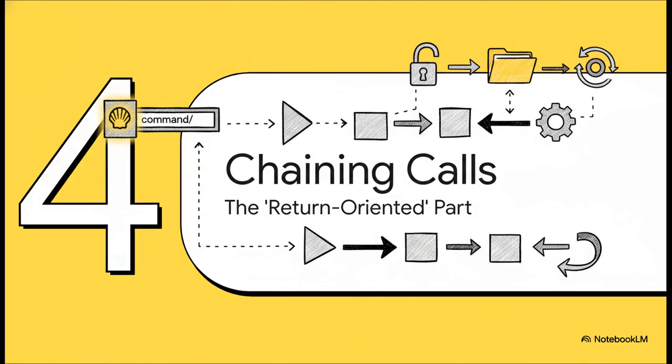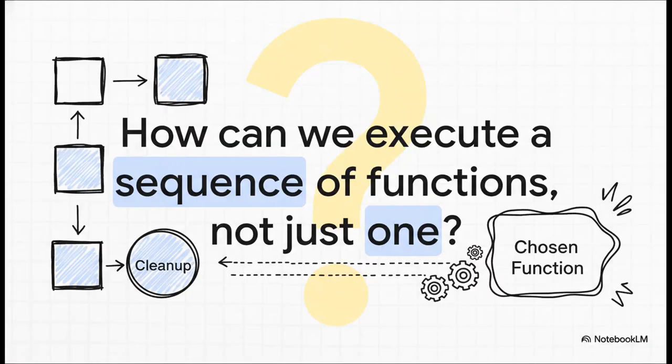Okay, so getting a shell is huge, right? But what if you want to do more? What if you need to perform multiple steps? This is where the return-oriented part of the name really starts to make sense. We're going to chain multiple actions together. So here's the next challenge for us. Calling one function is great, but a real attack is often more complex. It requires a sequence of steps.